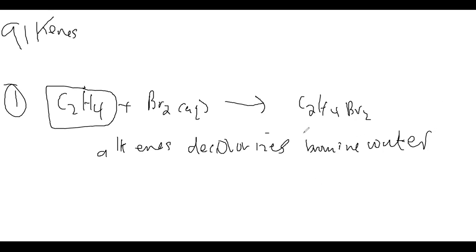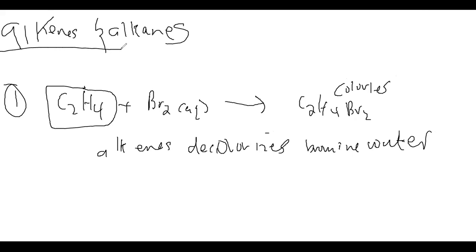So bromine is a bit of an orange-brownish color, and when you add it, it goes from that brownish color to colorless. And that's how you can tell the difference between alkenes and alkanes. All right, that is how you can tell the difference. So that is the first reaction you need to know.